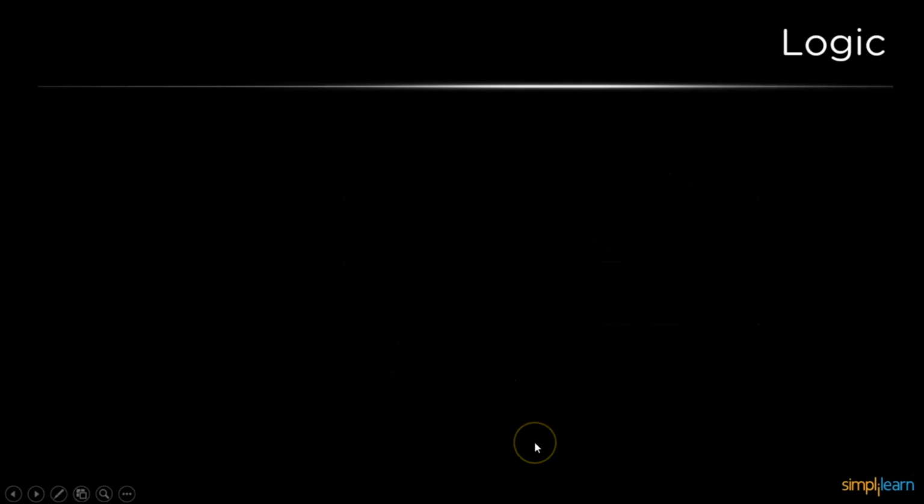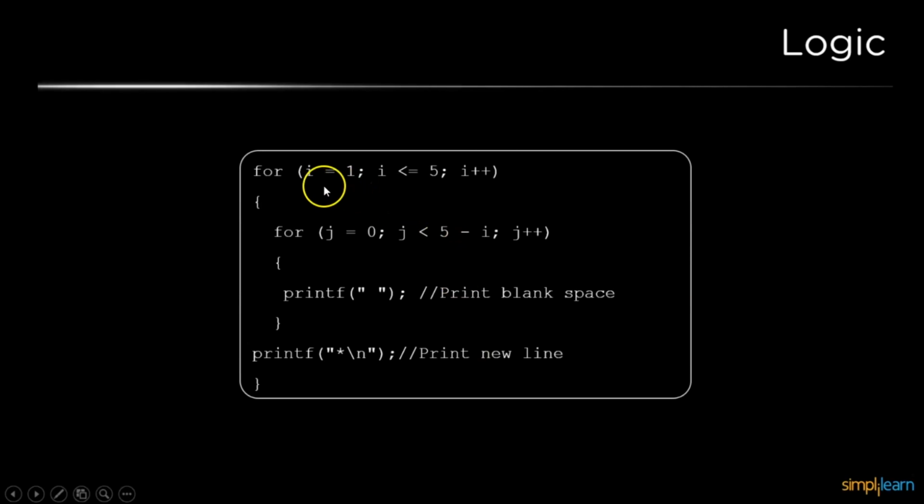For that, let's look at the code. Initially the i value is equal to 1. It checks the condition whether 1 is lesser or equal to 5, which is true. So it comes to the inner for loop where the j value is 0. 0 is lesser than 5 minus i, which is 5 minus 1, that is 4. So 0 is lesser than 4, which is true, and then it prints the blank space. This will continue until the given condition is no longer satisfied.